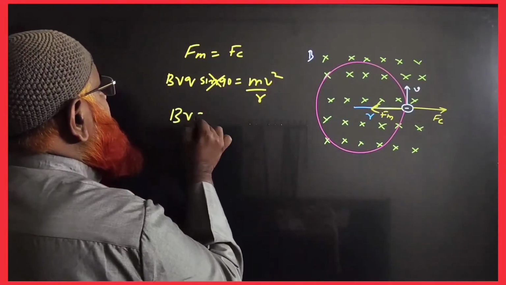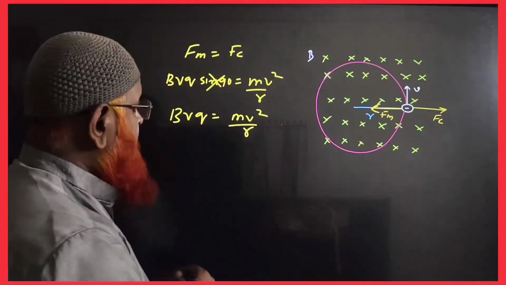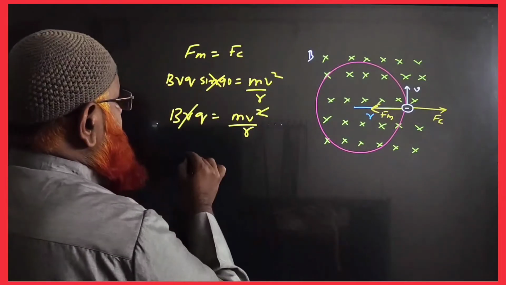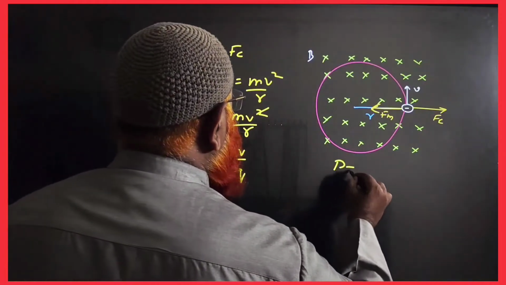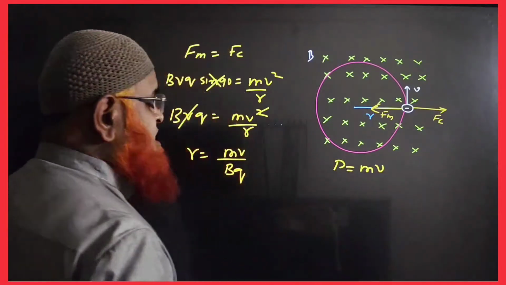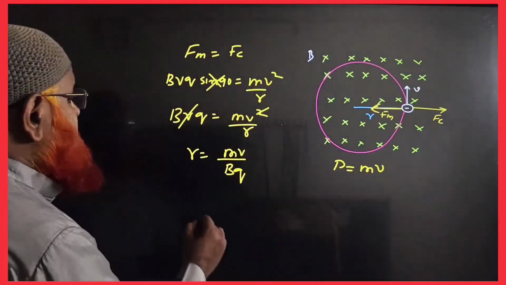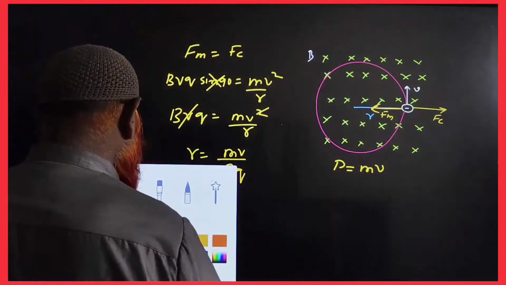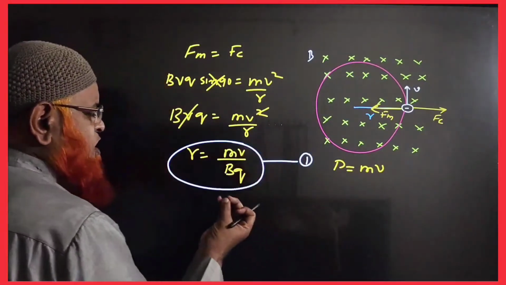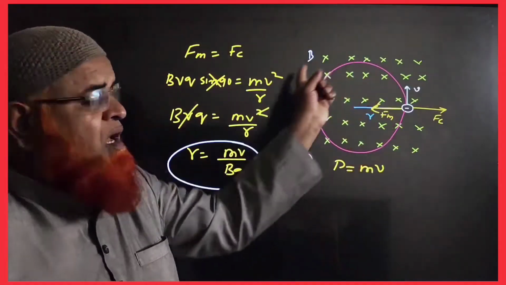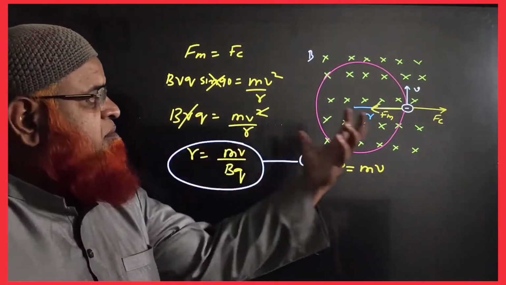So it's going to be BQ equal to mv square by r. So v gets cancelled. Therefore r is nothing but mv by BQ. You all know mv is nothing but momentum, the product of mass and velocity. So this is the basic formula, the birth of one formula for the radius of the orbit, the radius where the electron is going to revolve whenever it enters a magnetic field.